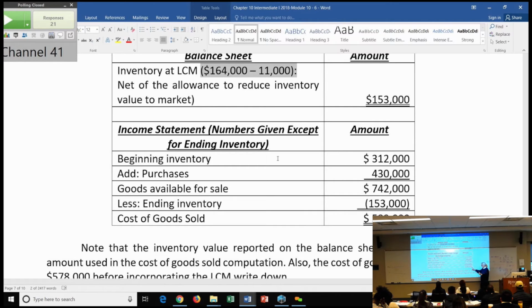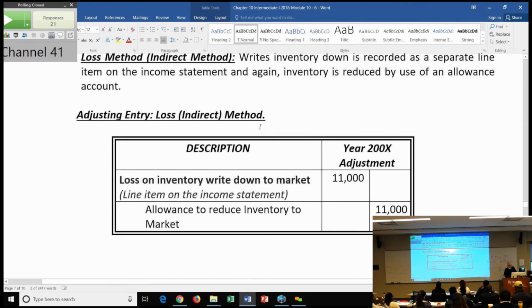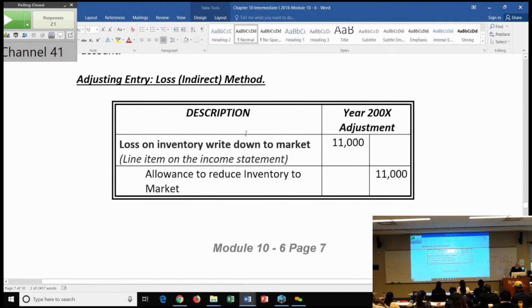That's the term we use. So the LIFO liquidation profit is buried in cost of goods sold. The write-down for obsolete inventory is also buried in the cost of goods sold if you use this approach. Now you could avoid that, and this is the method that I actually prefer, the loss method. So what you would do, the indirect approach, would debit the inventory write-down loss directly and credit the allowance.